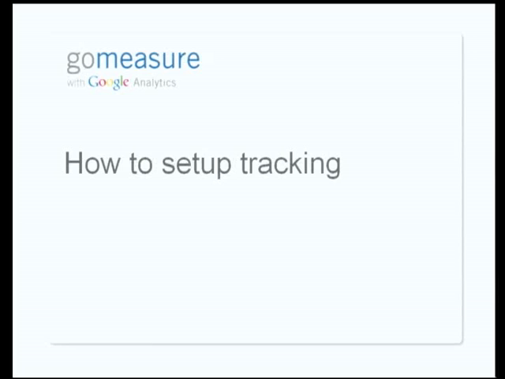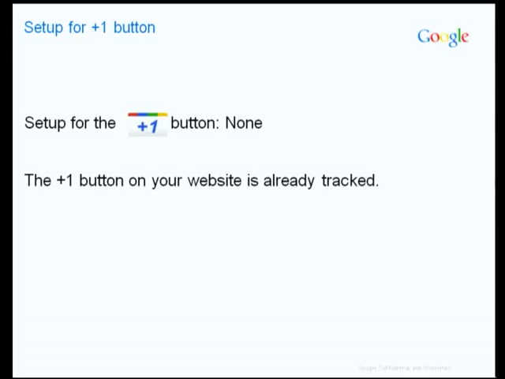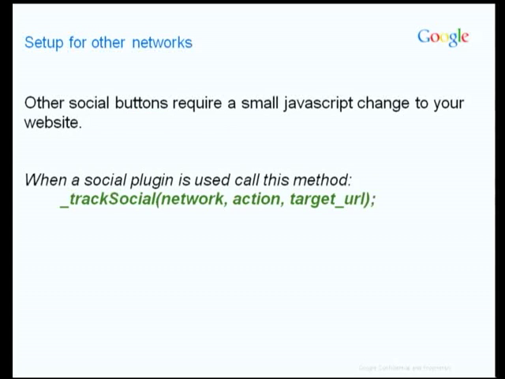So it's very easy to set up. I'm going to run through this quickly before we dive into the case study. If you have the Google +1 button on your site, there is no setup required. You're already tracking data. All you need to do is look at the reports. If you have one of the other social plugins on your site, Facebook like button, etc., you need to make a very small change, which is to call this method track social. It takes 3 parameters. I'm going to define what they are so we get an understanding for what it is we're tracking and how we can analyze this data.